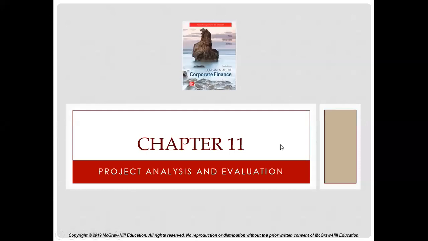Hi, everyone. We're now going to take a look at Chapter 11, and specifically with project analysis and evaluation. So what exactly are we talking about in this? Well, we have to evaluate how well we're predicting our cash flow and our net present value estimates. And this chapter deals with the tools we use to evaluate.